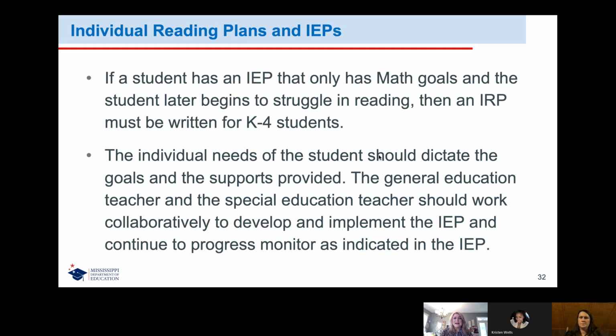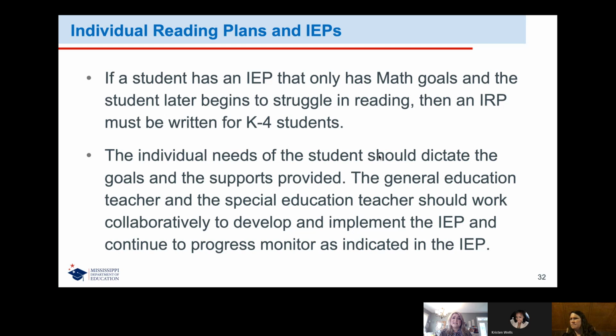If a student has an IEP that only has math goals and the student later begins to struggle in reading, then an IRP must be written for that K-4 student. The individual needs of the student should dictate the goals and the supports provided. The general education teacher and the special education teacher should work collaboratively to develop and implement the IEP and continue to progress monitor as indicated in the IEP.